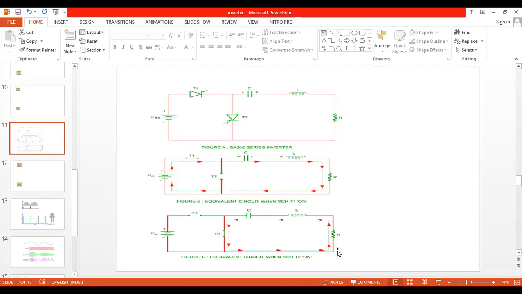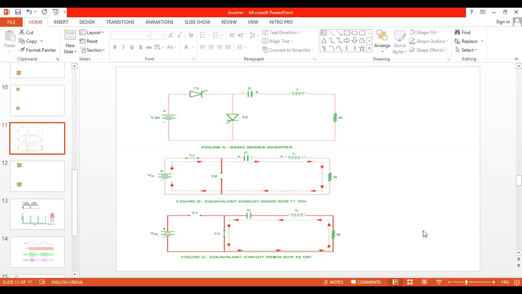Therefore, we can say in case 1 and case 2, the current flowing through the load is in two directions, AC current is flowing. And this discharging current has to come back to the C minus. So the discharging path of the capacitor is from C plus to T2 to the load, and from the load to the inductor to C minus. So in this way, the series inverter operates in a simple manner.